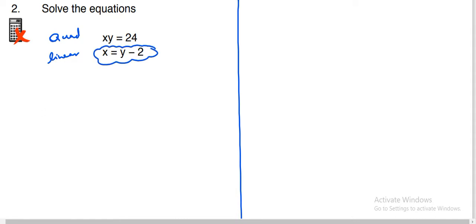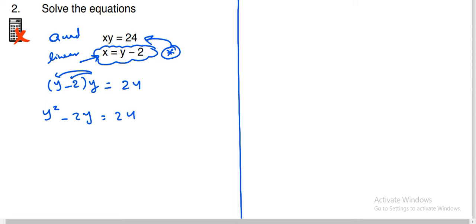In the last question they didn't give us the subject, so we chose the letter and made it the subject. Here we already have the subject, which is x. So this equation will be star and we'll put it here. So y minus 2 multiply y equals 24. Expand the bracket, multiply. So y power 2 minus 2y equals 24. y power 2 minus 2y minus 24 equals 0.